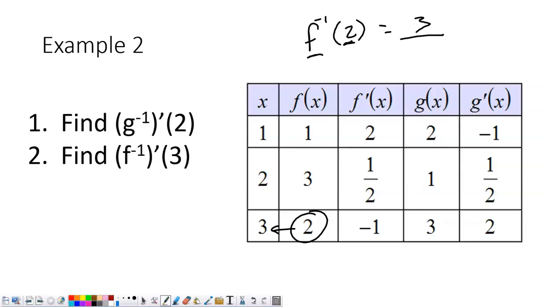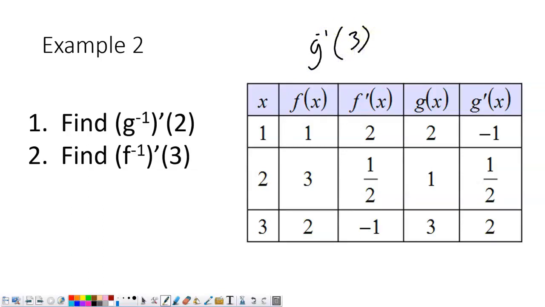So I'll throw one more at you guys. How about this? What is g inverse of 3? What is g inverse of 3? So you'd start by looking for 3 in the g column, and then the answer will be the x value that goes with it, which actually is 3 also. So that's how you can find the answers for functions like that on a table.